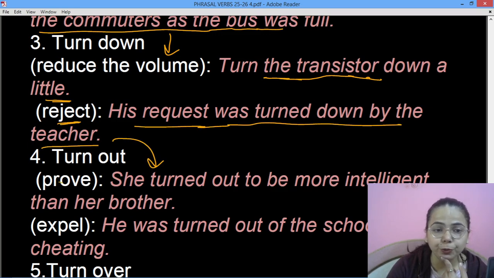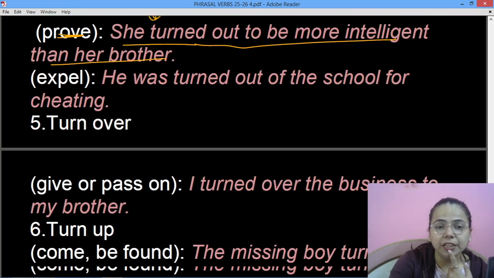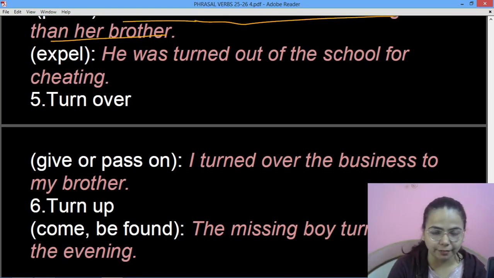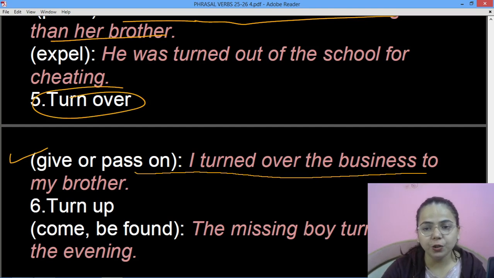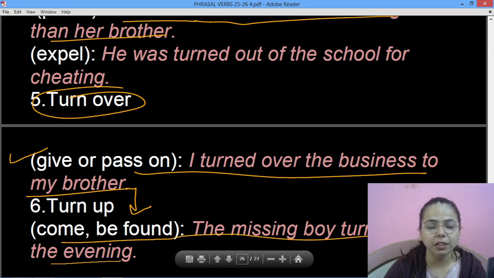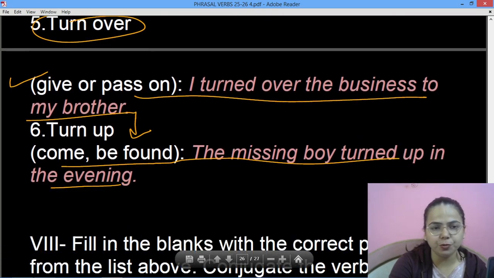Turn out, to prove out something. She turned out to be more intelligent than her brother. Expel, he was turned out of the school for cheating. Turn over, give or pass on, I turned over the business to my brother. And turn up means to come, to find out. The missing boy turned up in the evening. एब्सेंटी स्टूडेंट्स के लिए ये यूजुअली यूज़ होता है.